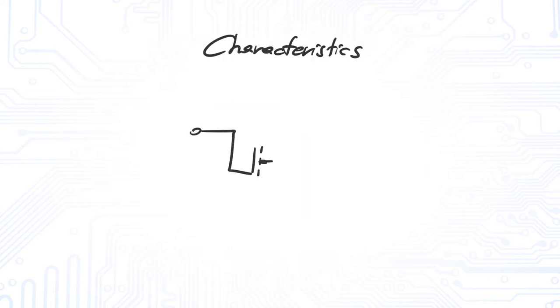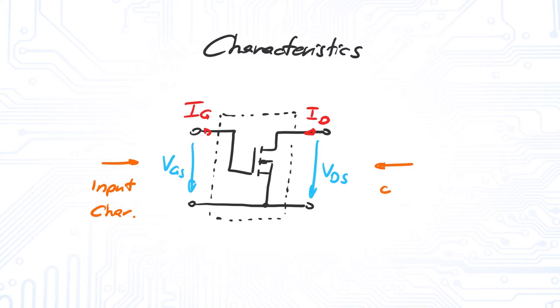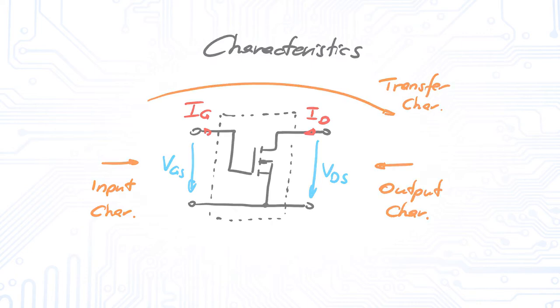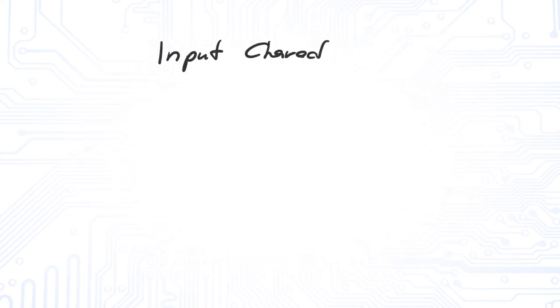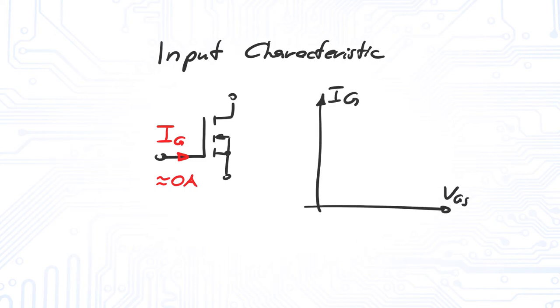The currents and voltages depend on each other in various ways. This is given by different characteristics of the transistor. They describe the behavior of the transistor from different perspectives. There are the input characteristic, the output characteristic, and the transfer characteristic. In first approximation, the gate is insulated from the rest of the MOSFET. This means no current flows into the gate and given an input characteristic is not viable.